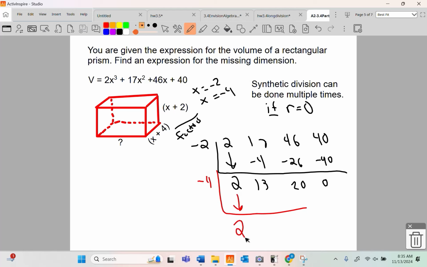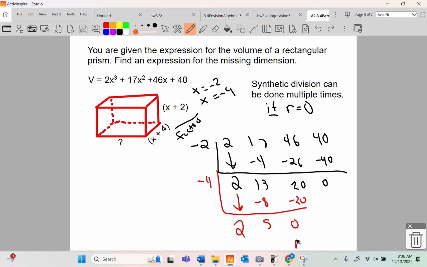You drop, you multiply, and you add. -4 times 2 is -8. 13 minus 8 is 5. -4 times 5 is -20. And there's your remainder of 0. So what's left? 2x plus, no, 2x plus 5. The 2x squared is pretty common here, kids.